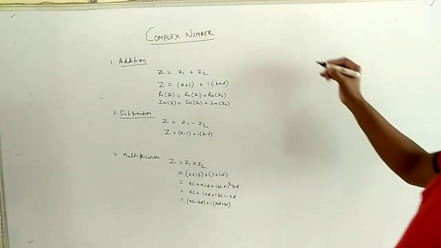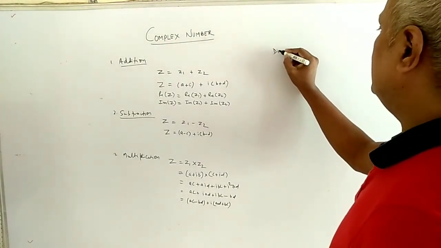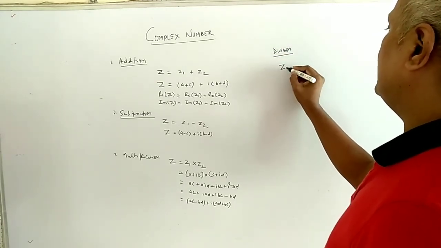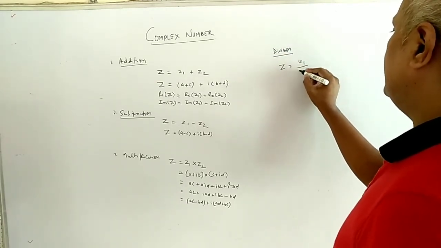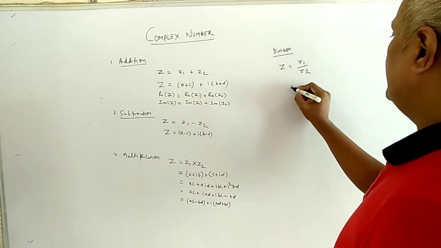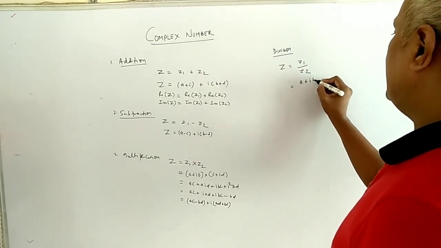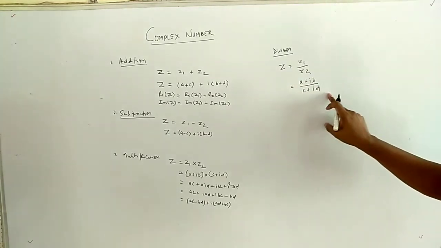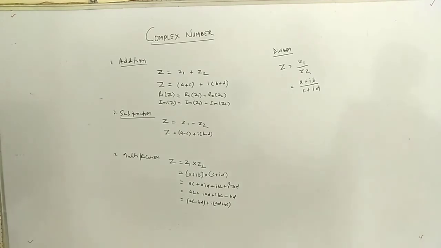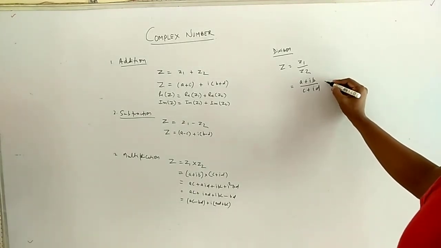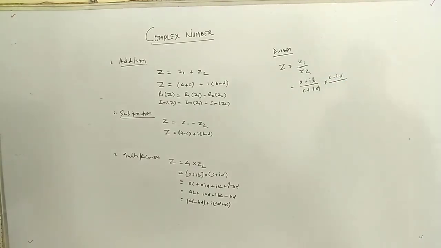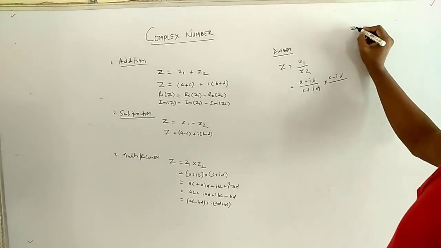Now division. In division, you have to apply a different trick. Z is Z1 over Z2, that is (A plus iB) over (C plus iD). To get rid of the complex nature in the denominator, you multiply by C minus iD. This is called the complex conjugate of a complex number. What does it mean? The conjugate of a complex number is called Z bar.